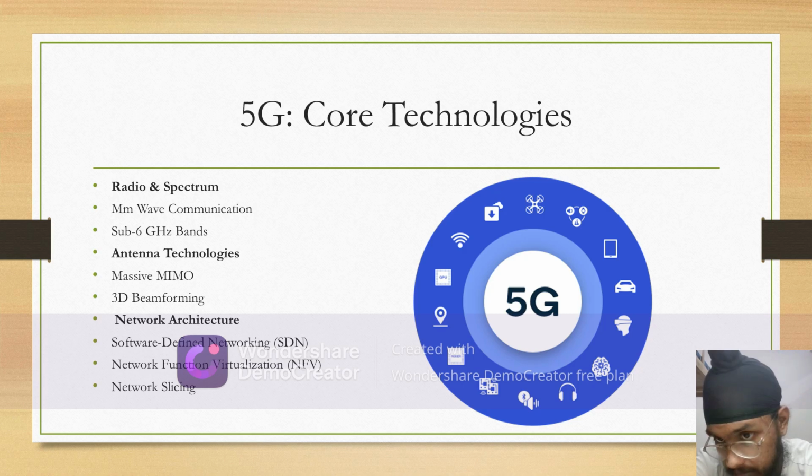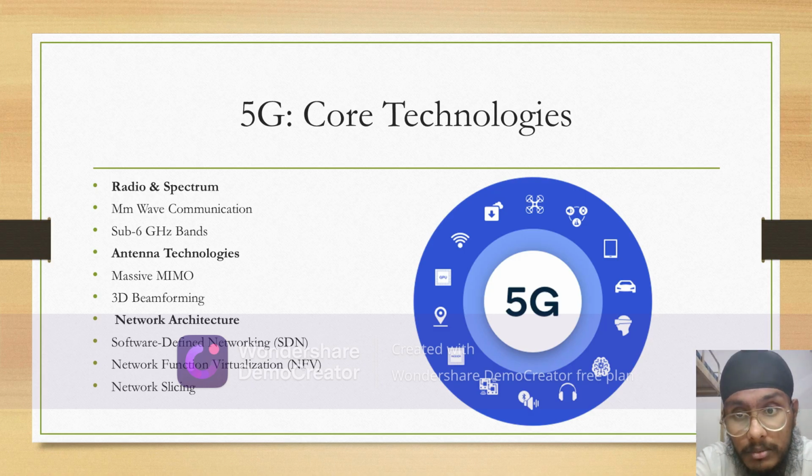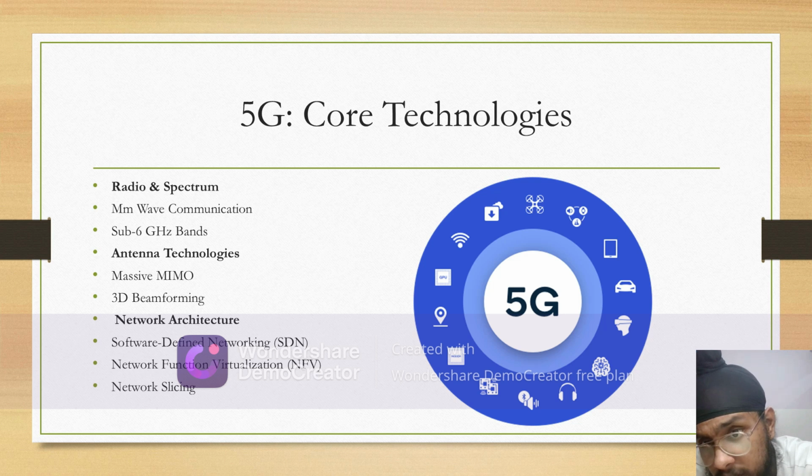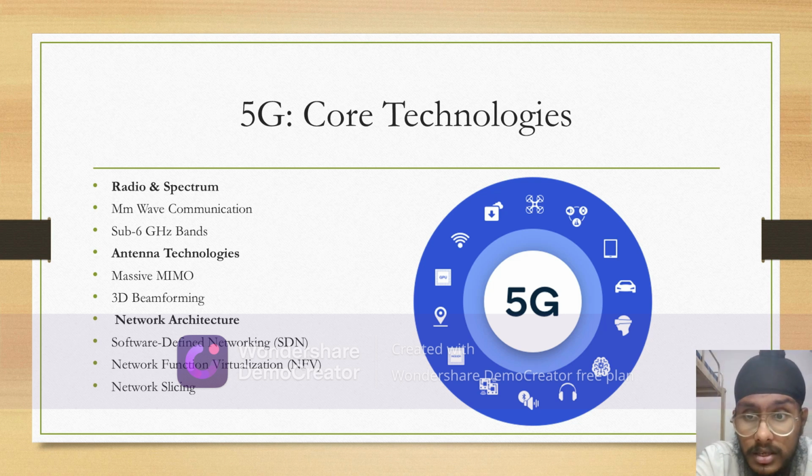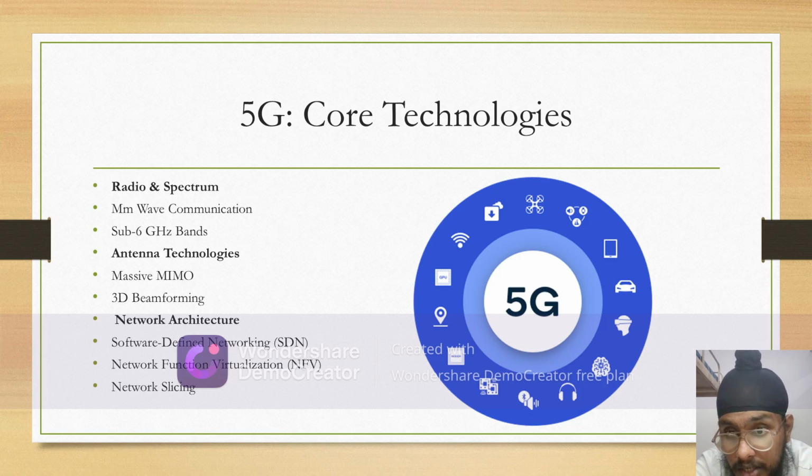So, in the next slide, we can discuss the core technologies of 5G. The first point is radio and spectrum. Under it are millimeter wave communication and sub 6 gigahertz bands. Next one is antenna technologies: massive MIMO and 3D beam forming.